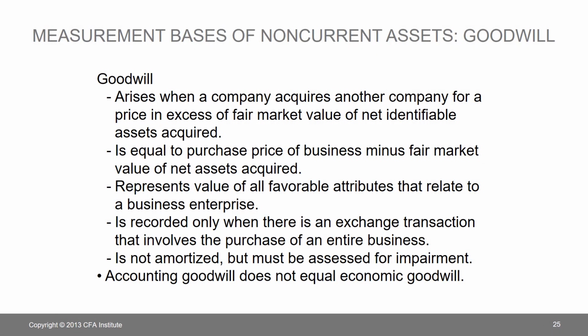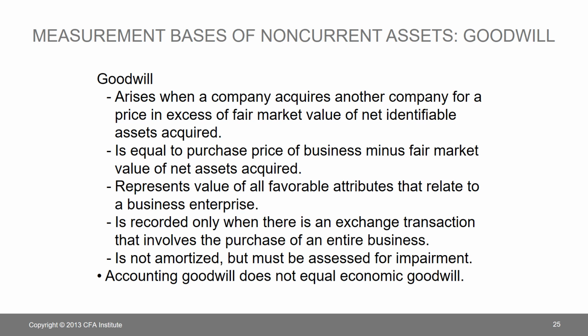Now we focus more on goodwill. So basically, when one company acquires another, if the purchase price is greater than the acquirer's interest in the fair value of the identifiable assets and liabilities acquired, the excess is described as goodwill and is recognized as an asset.